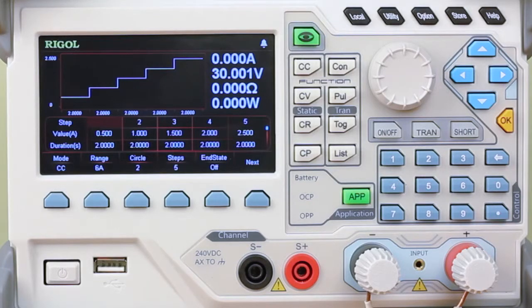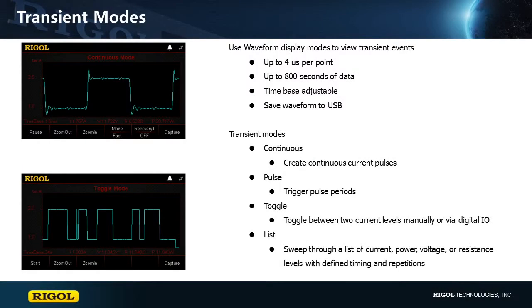And you can set hundreds of steps and hundreds of cycles to maximize the kind of list you need to do. You can also do this list in current and constant voltage, constant resistance, or constant power modes. That was the summary of our 4 transient modes in the DL3000 electronic load.